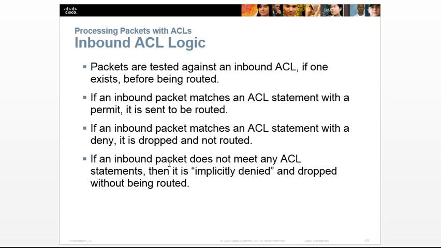Packets are tested against an inbound ACL, if one exists, before routing happens. If an inbound packet matches an ACL statement with a permit, it is sent to be routed. If an inbound packet matches an ACL statement with a deny, it is dropped. And if an inbound packet does not match any ACL statements, then it hits that implicit deny statement at the very end, so it's dropped.